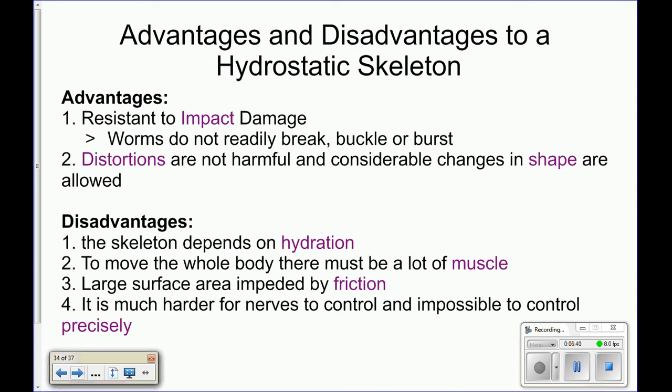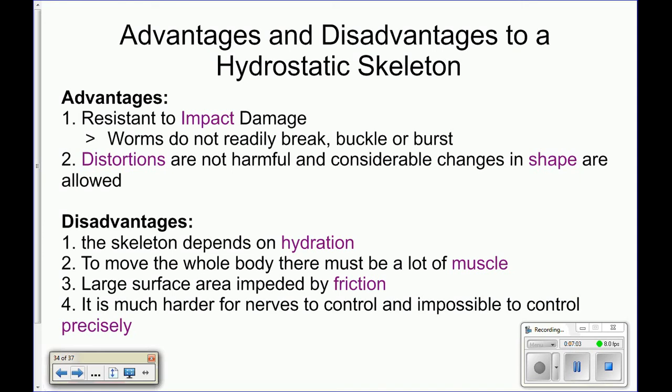Disadvantages of a hydrostatic skeleton: the skeleton depends on hydration, so worms have to live where there is water. You find a lot of them in the ocean or damp places. It also requires a lot of muscle in order to move, and muscle takes a lot of energy to maintain. So a worm has to have a lot of muscle in order to move.